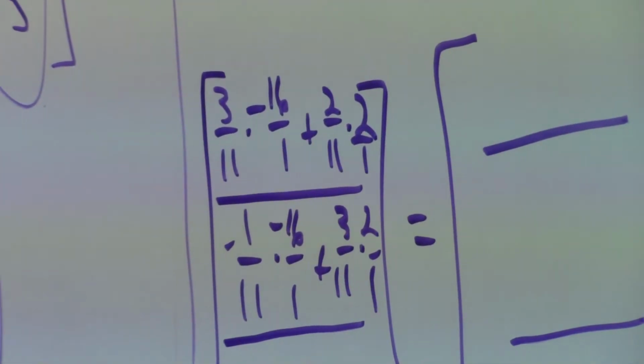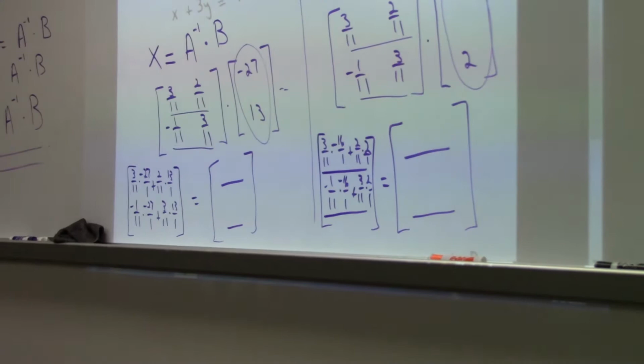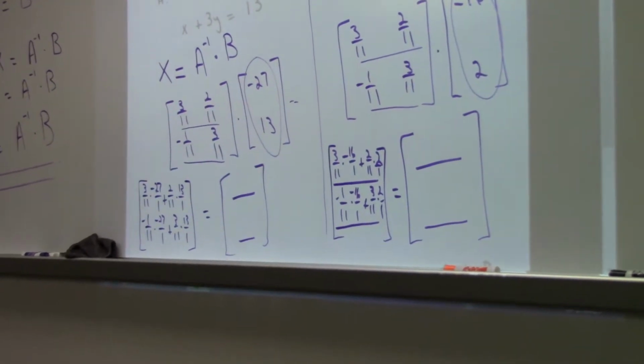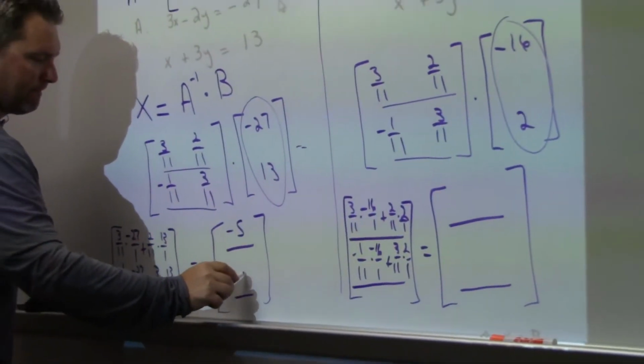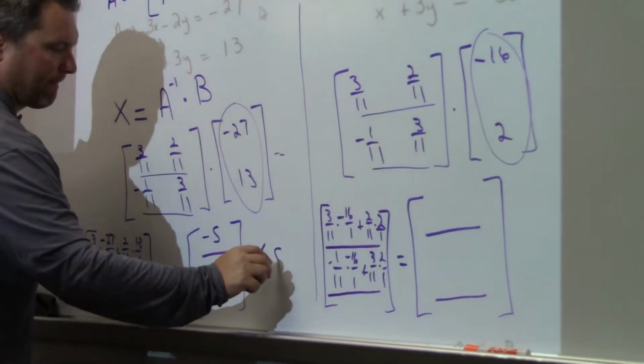And what are we getting? First one's negative 5 and 6. Second one's negative 4 and 2. That would be correct.